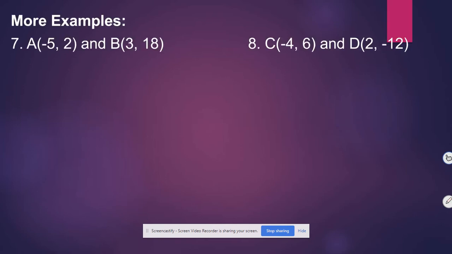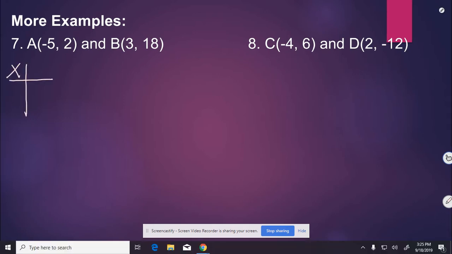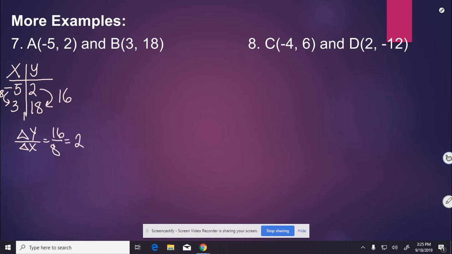All right, so now we have some more examples. These ones are a little bit more challenging because the y-intercept is not given, so we're going to have to do some more work. Again, we start by setting up our table. (-5, 2) and (3, 18). 2 to 18 is increasing by 16. -5 to 3 is increasing by 8, making our slope, change in y over change in x, 16 over 8, which is equivalent to 2.